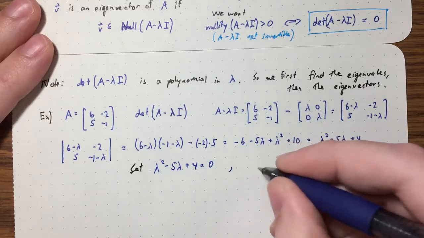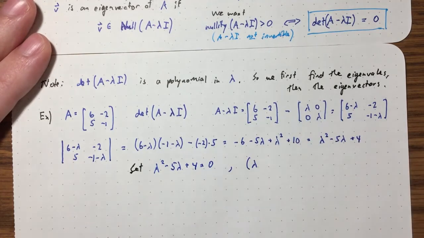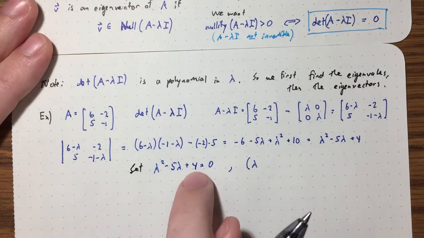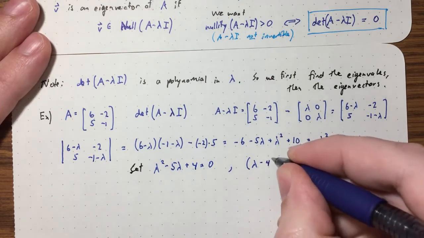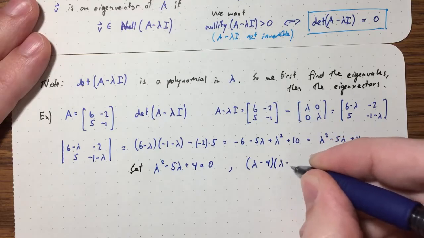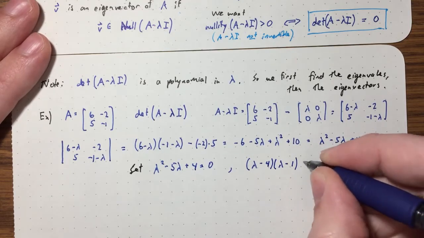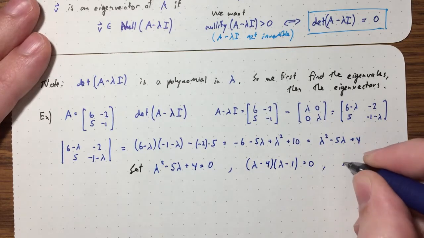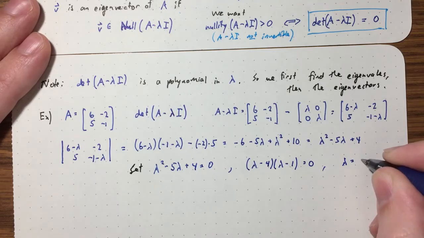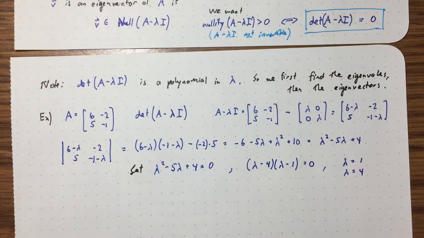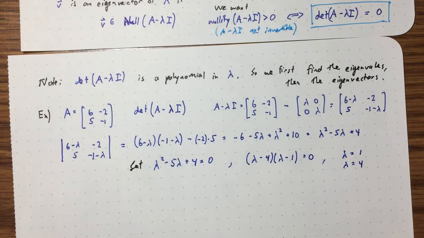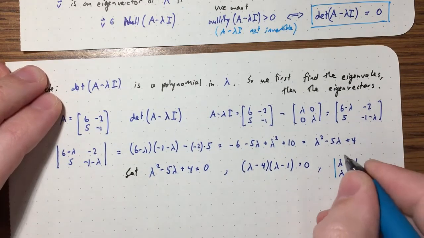How do I solve this? Well, I can try to factor. I need two numbers that multiply to 4 and add to minus 5. I know two numbers like that, minus 4 and minus 1, which tells me lambda equals 1 and lambda equals 4. Okay. Cool. So these are my eigenvalues.